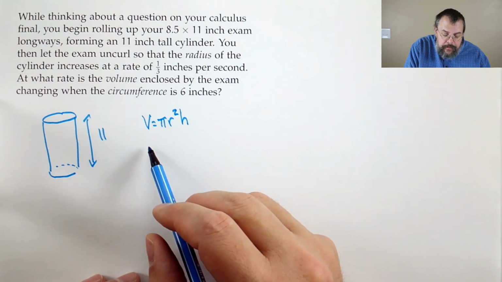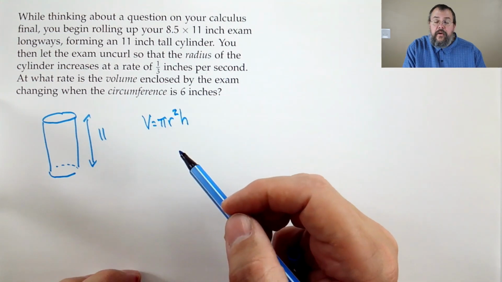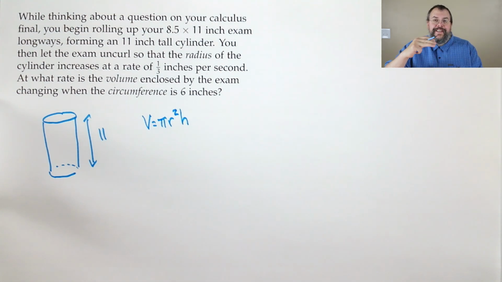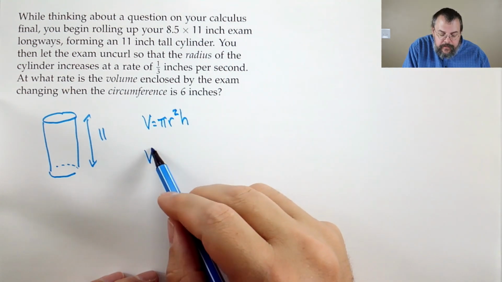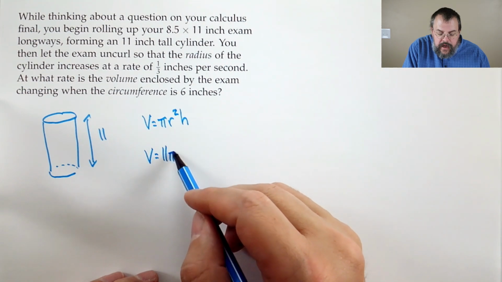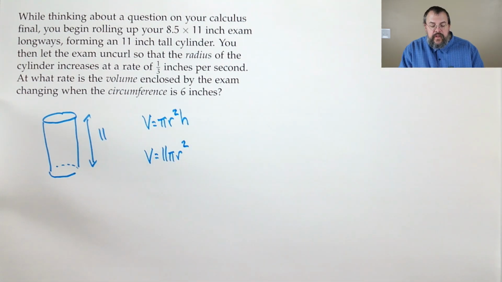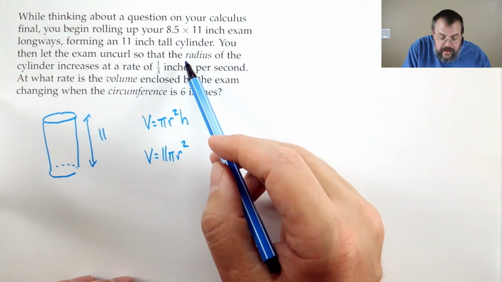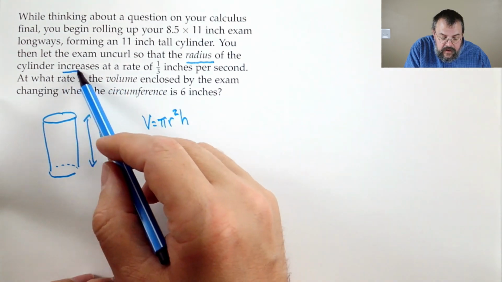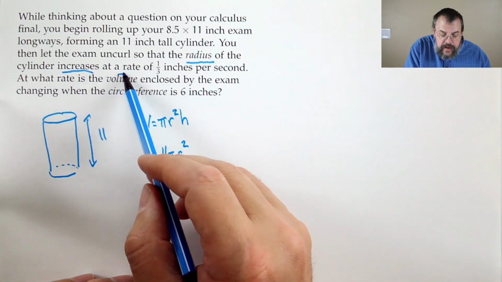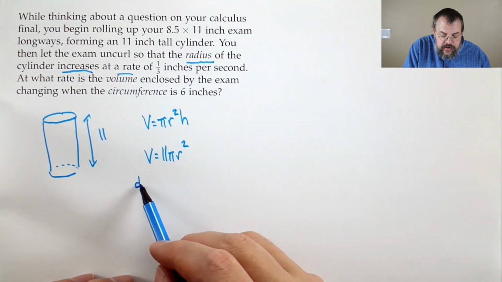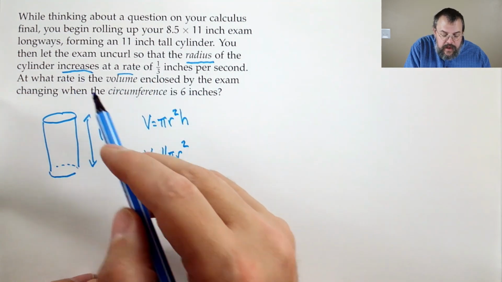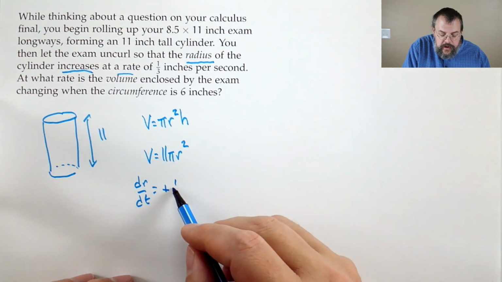So what can we do here? Well, we know the height, it's 11. It's always fixed because the paper is not going to magically get longer. That's not how paper works. So we could really say, look, our volume is really 11 pi r squared. Okay, so that's our volume for a particular radius. Now, what else do we have? Well, we're told that the radius is increasing at a rate. So radius and rate, that says change in radius over change in time. Increasing means positive, and 1/3.